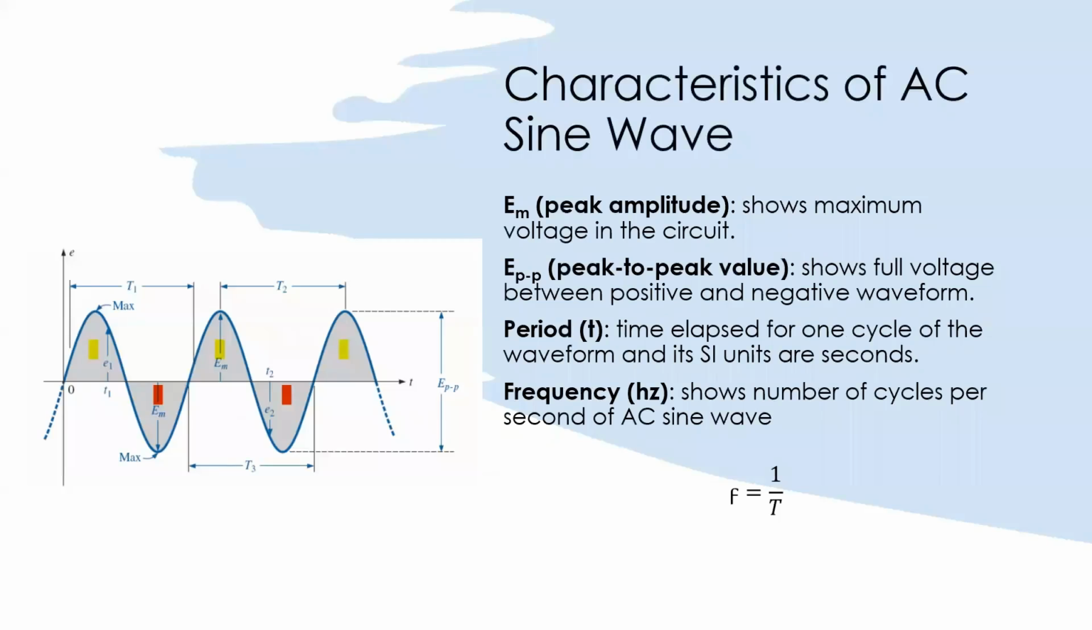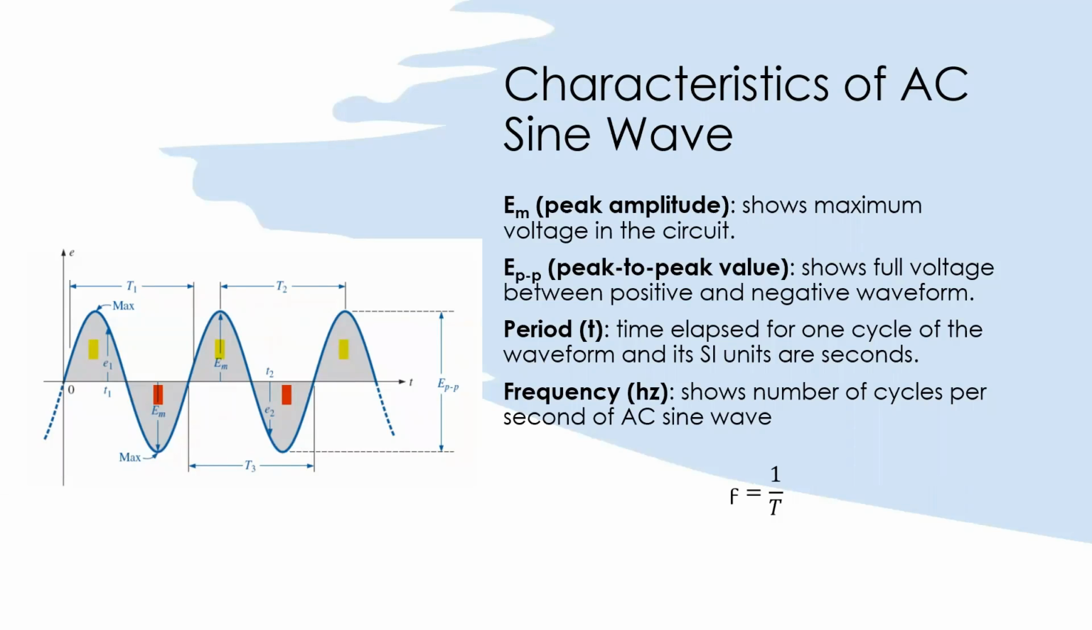Here are the characteristics of the AC sine wave. Firstly, there is a voltage amplitude or peak amplitude. This shows the maximum voltage in the circuit and is the value from the peak to the average. Secondly, there is a voltage peak-to-peak value. This shows the full voltage between positive and negative waveform.